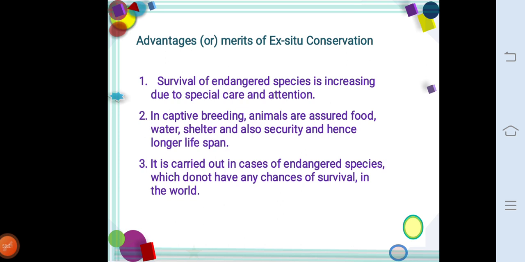Some disadvantages or limitations of ex situ conservation. It is an expensive method. The freedom of wildlife is lost. The animal cannot survive in the natural environment. It can be adapted only for a few selected species.